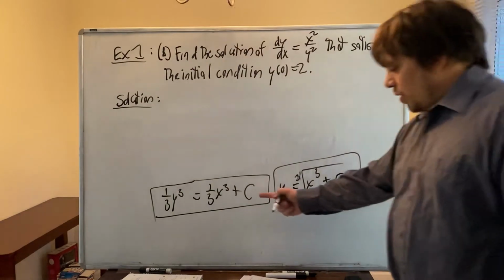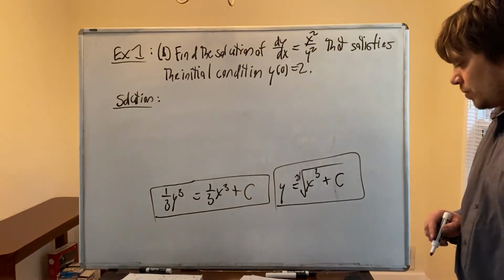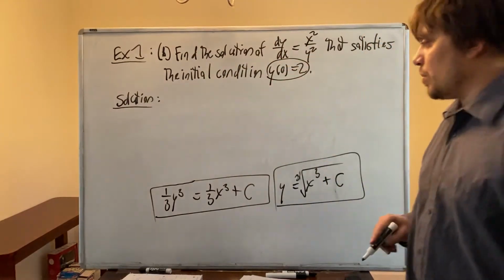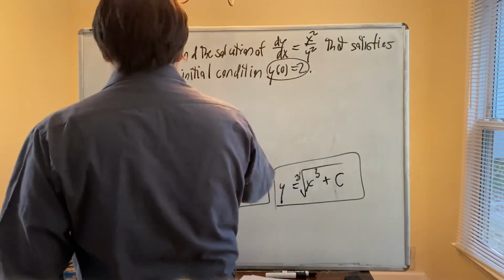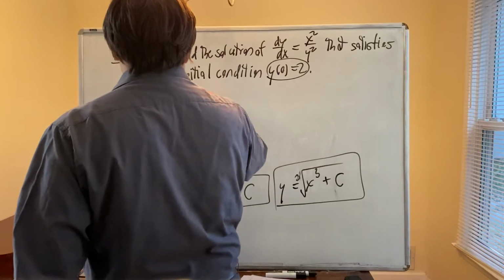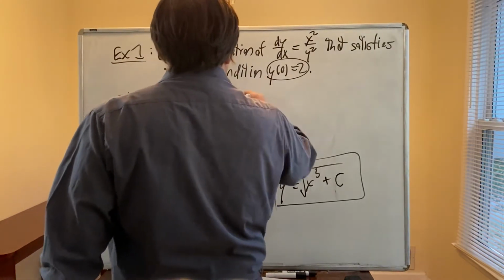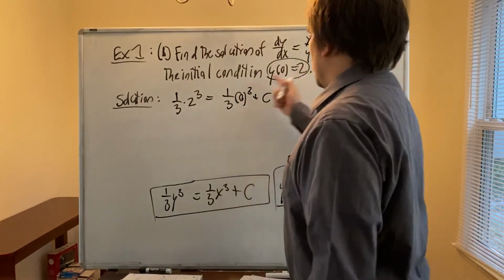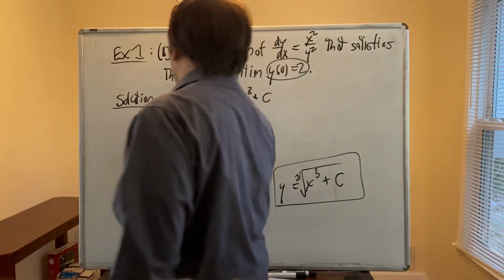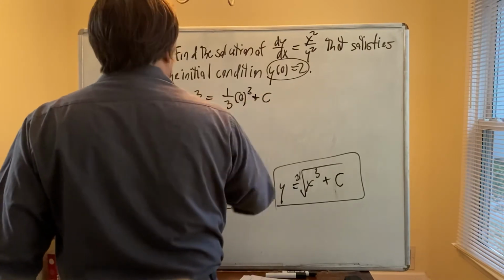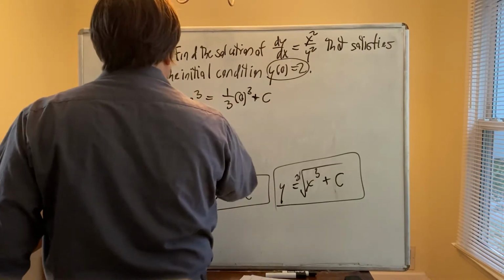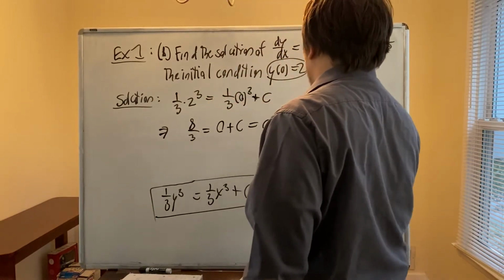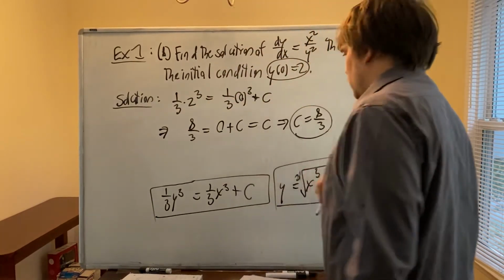Here we have our general solution, and we want to satisfy the initial condition y of 0 equals 2. So x is 0 and y is 2, and you get 1/3 times 2 cubed is equal to 1/3 times 0 cubed plus c. That implies 8/3 is equal to 0 plus c, which equals c. That implies c is 8/3.